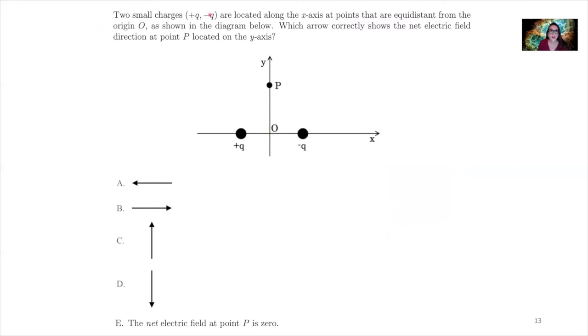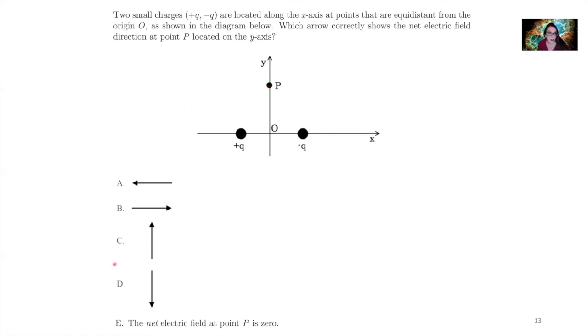We have two small charges, positive Q and negative Q, and they're located along the x-axis like here at points that are equidistant from our origin in the middle. Which arrow correctly shows the net electric field direction at point P here on our axis? Now, in order to solve this problem, you have to think about, okay, what's the direction of the electric field from this charge at point P? What's the direction of the electric field from this charge at point P? And how might they add together?